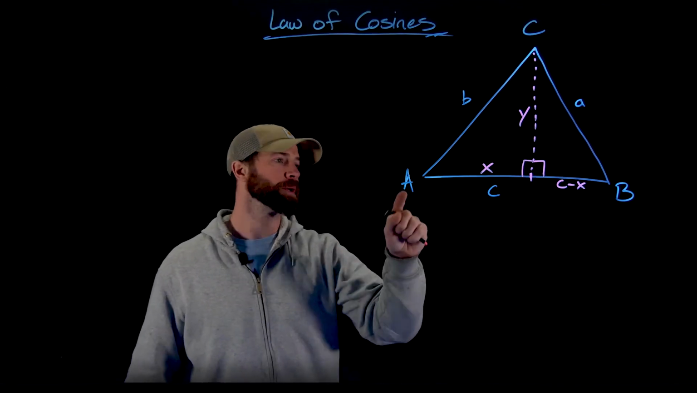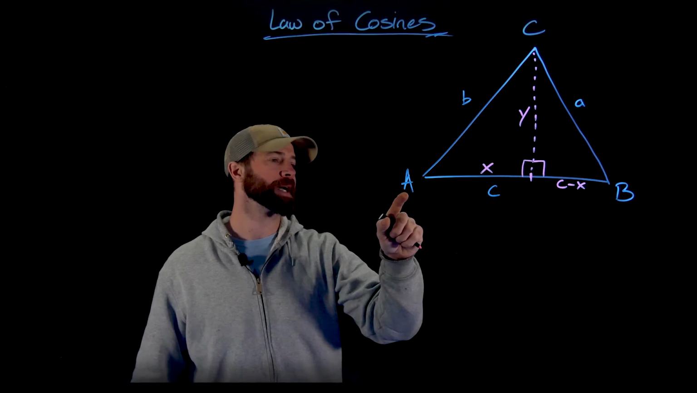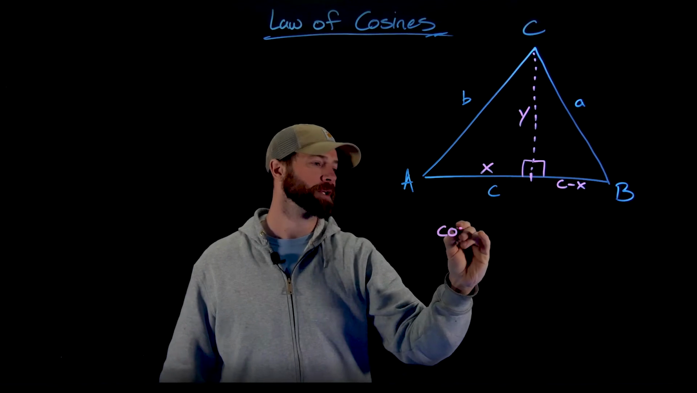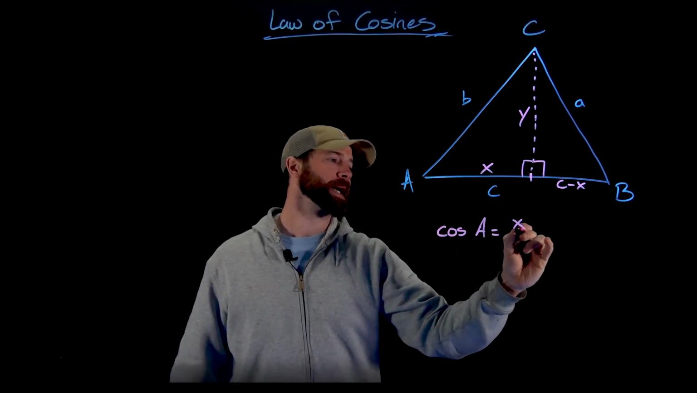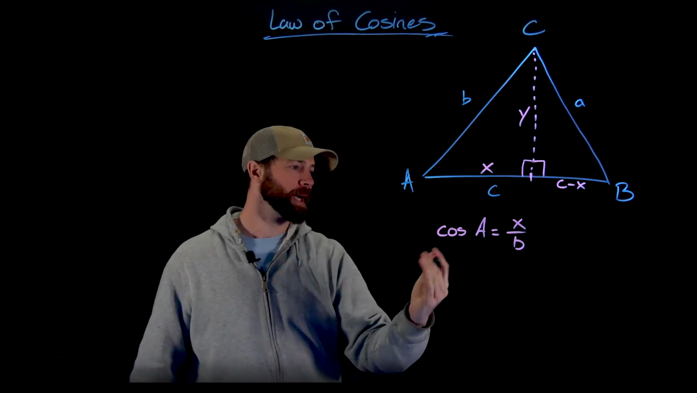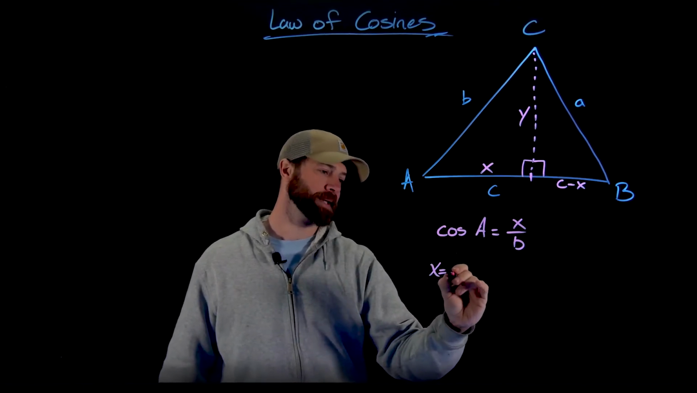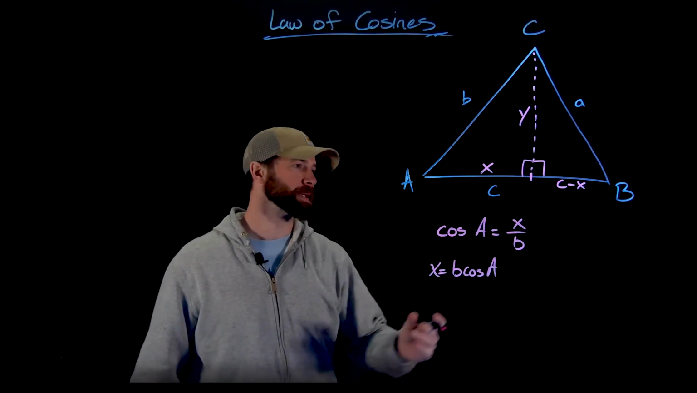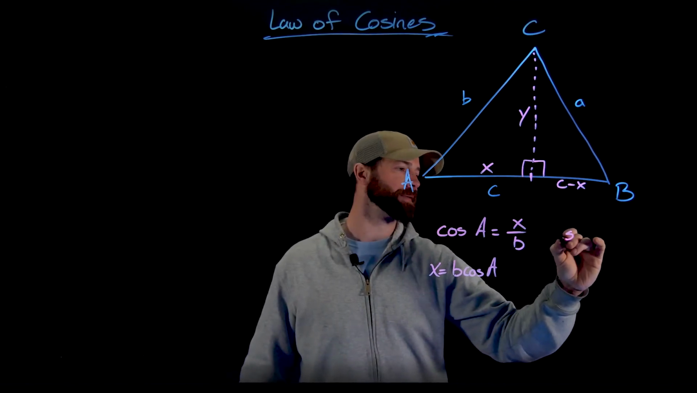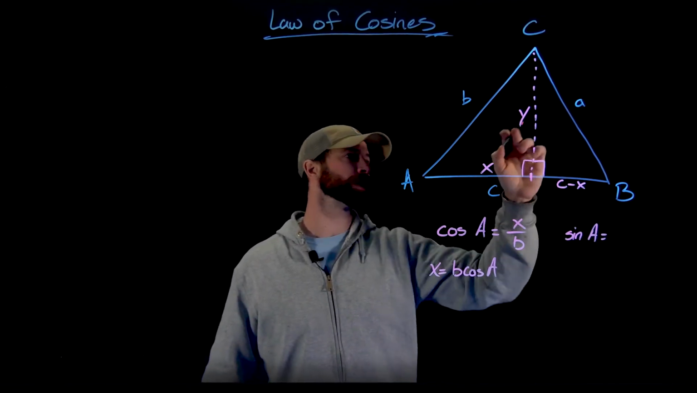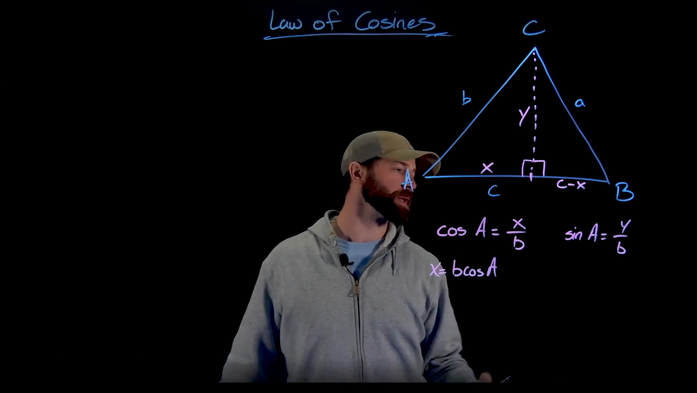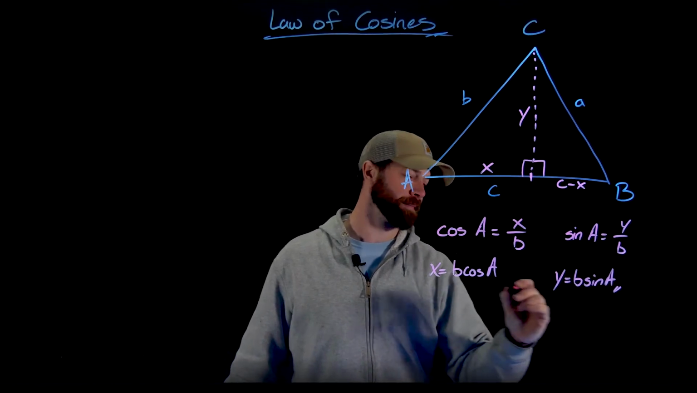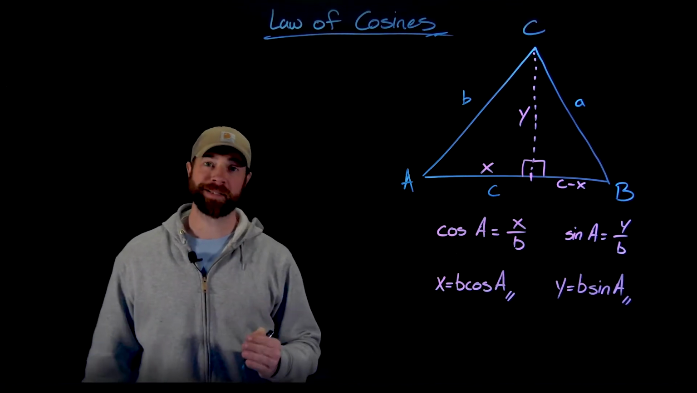So first and foremost, I'm going to define the cosine of A here. The cosine of A is the adjacent side over the hypotenuse of this triangle right here. So I have that the cosine of A equals X divided by b. If I multiply b to both sides, what I get is that X equals b times the cosine of A. I'm now going to do exactly the same thing with the sine of A. So I have the sine of A is the opposite, which is Y over b. Solving that for Y gives me Y equals b sine of A. So that's the first part of the proof.